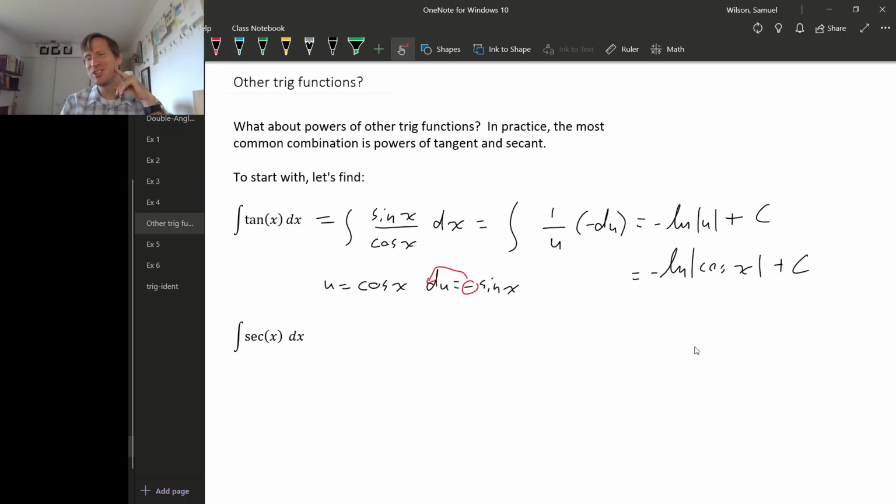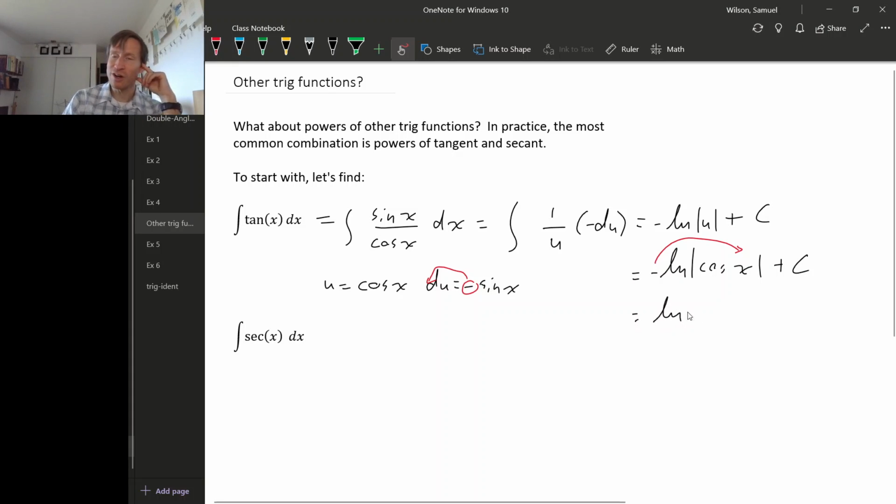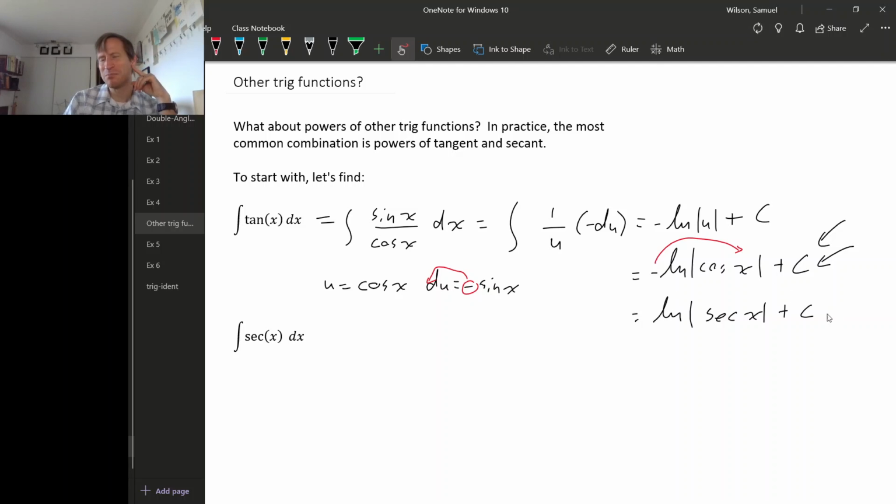As a finishing flourish, some people like to take this minus sign. One thing you can do with minus signs in front of a log is move them to the exponent inside. So we get natural log of 1 over cosine x, but that's secant x. You don't have to do it that way. You could leave it as the form above with cosine and a minus sign in front, but some people like to not have the minus sign there. All right, so there's the integral of tangent. We just had to do a little u substitution.